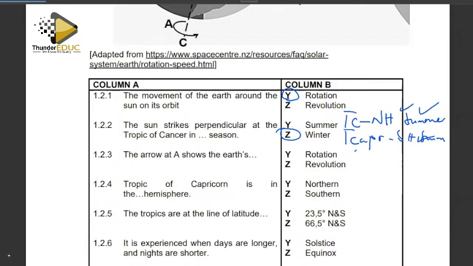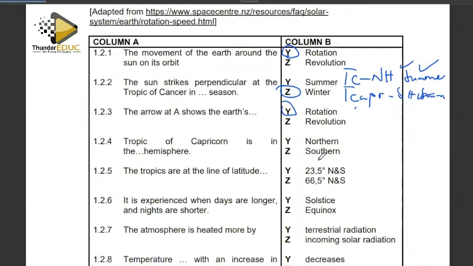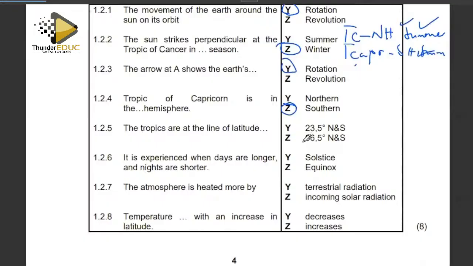The arrow at A shows the Earth's rotation. Tropic of Cancer is in the northern hemisphere. We've talked about that. Tropic of Capricorn is in the southern hemisphere. Our Tropic of Capricorn apparently crosses through South Africa in Limpopo there. That is where we have our 23.5 degrees line of latitude to the south. It actually crosses through Limpopo.